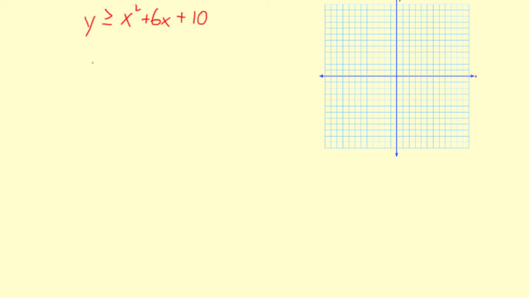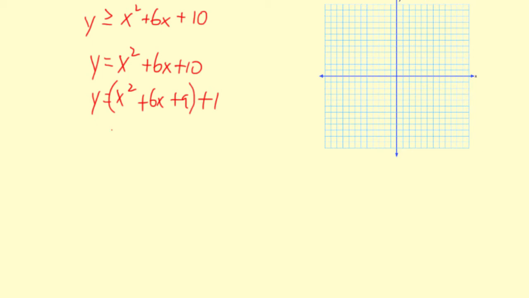So basically you're going to just graph y equals x squared plus 6x plus 10, and then shade after that. Now there are several different techniques to graph quadratic functions. I'm actually going to write this in vertex form. So that's going to be y equals x squared plus 6x plus 9 and then plus 1. Why did I separate the plus 9 and the plus 1? This makes a perfect square trinomial. So then I can write y equals (x plus 3) squared plus 1, and then I can use my vertex form graphing method.